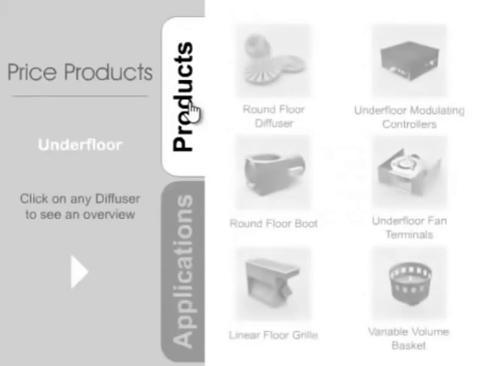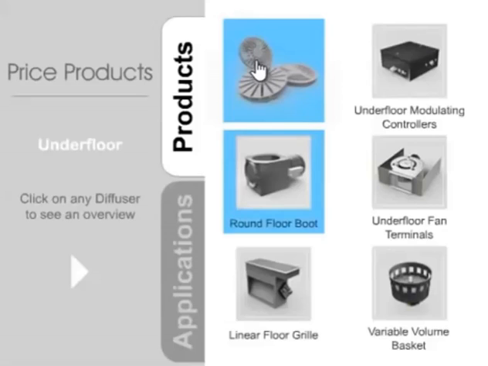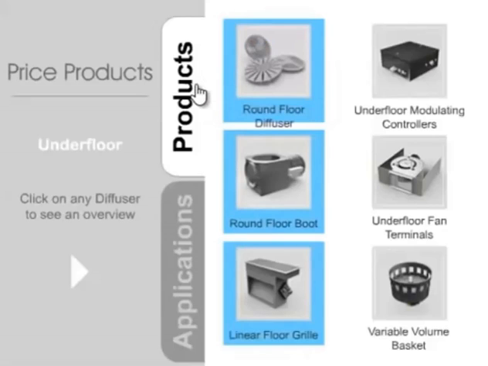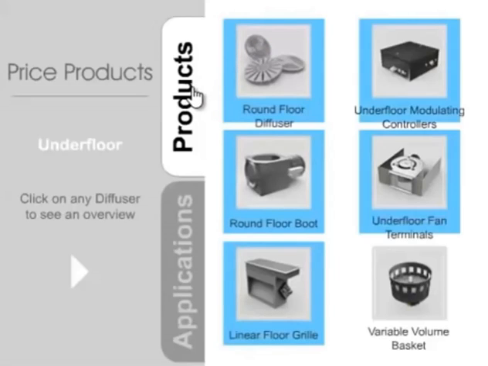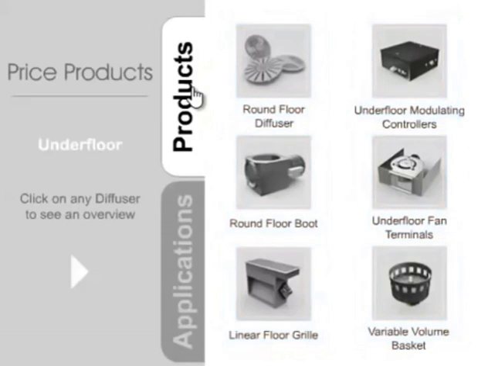The Price underfloor air distribution system consists of a full range of components including round floor diffusers, round floor boots, linear floor grills, modulating controllers, fan terminal units, and variable volume baskets, which may be combined to suit a variety of underfloor applications. Click on any one of these to learn more about their features.